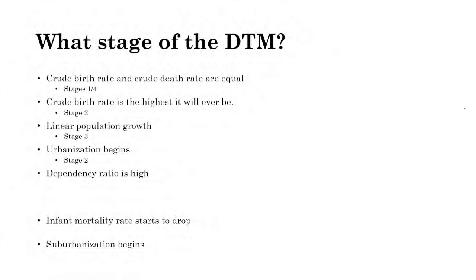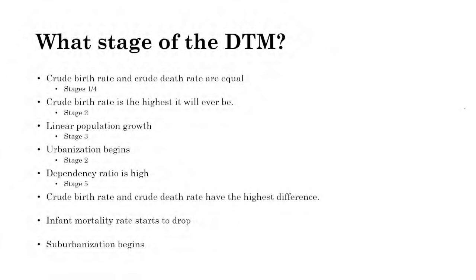The next one, dependency ratio is high. That's when we see a lot of dependence, a lot of pressure on the youth to fill positions previously held by workers that are now retired or elderly or dead. There's just a lot of pressure on the youth to sustain the economy. And that's typically found in aging populations, elderly populations. So that's stage 5, declining populations typically.